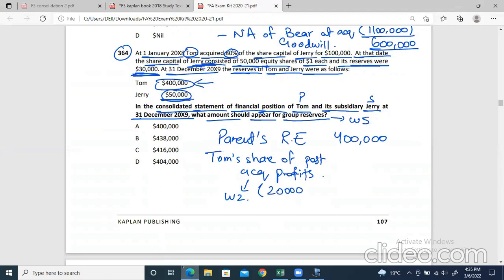And what is its percentage? 80%, right? Tom has acquired 80%. So 20,000 into 80%, this will be probably 16,000, right?